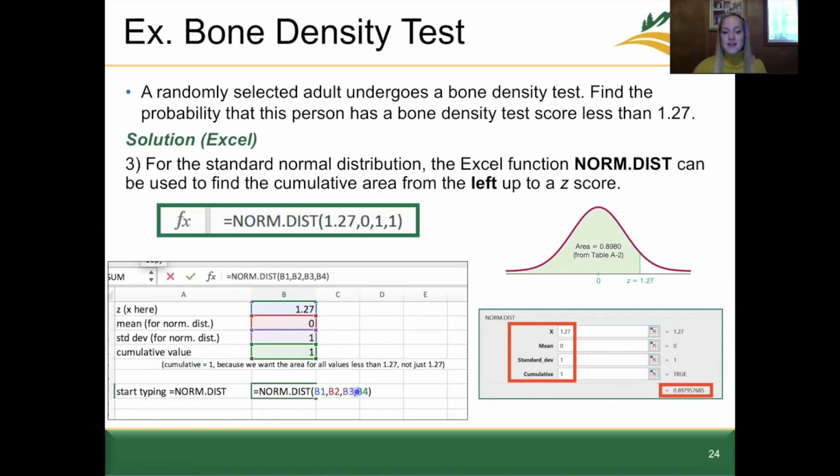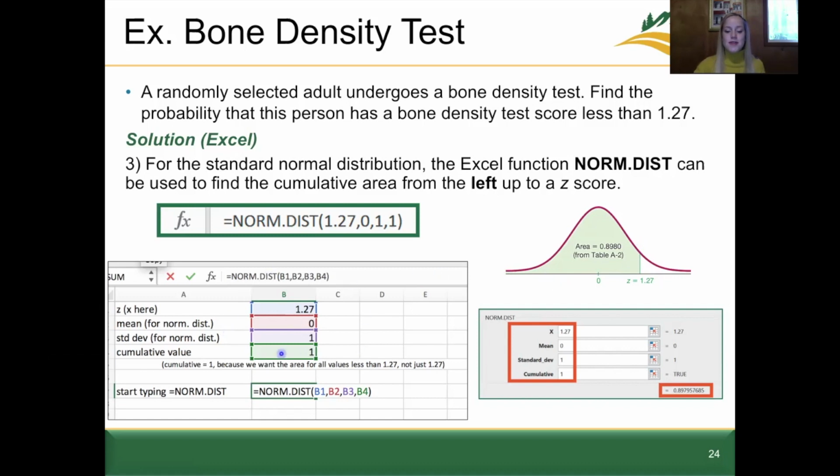Now, the last value here is this cumulative value. You've seen this idea before as well. Here we want a cumulative value of 1 because we want to know the area for all of these values less than 1.27, not just the area at 1.27. It would be some infinitesimally small sliver of area. So we're going to use a cumulative value of 1.